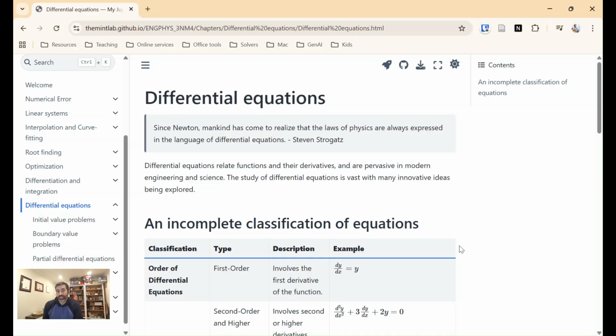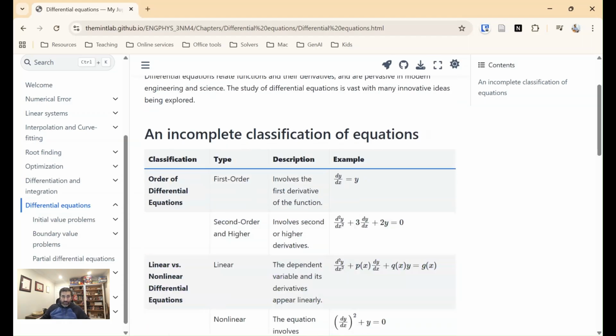Differential equations, basically since Newton, mankind has come to realize that the laws of physics are best expressed in the language of differential equations. Differential equations are pervasive in physics, in chemistry, and in basically all of the natural sciences and social sciences too. There are a lot of applications for these things. Differential equations relate functions and their derivatives. They're all over the place, and their applications are manifold.